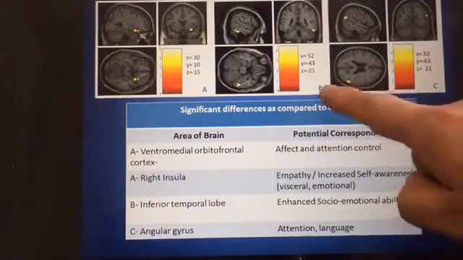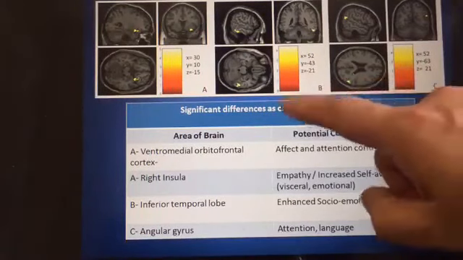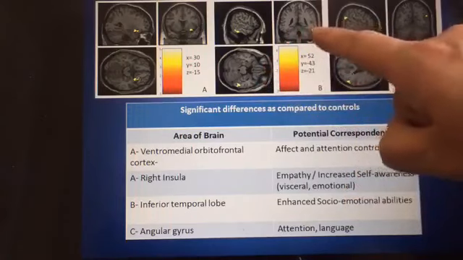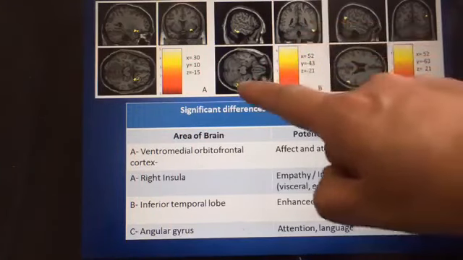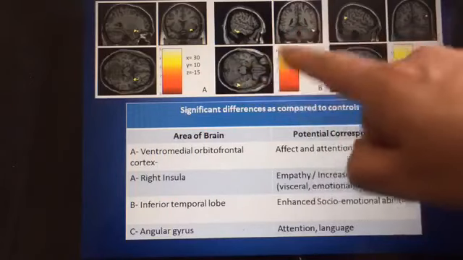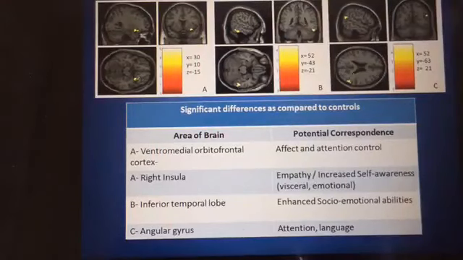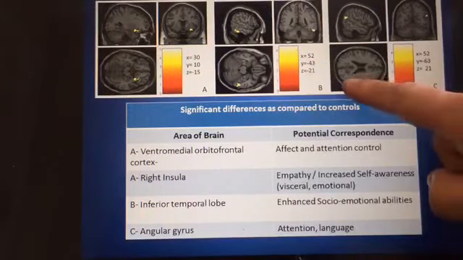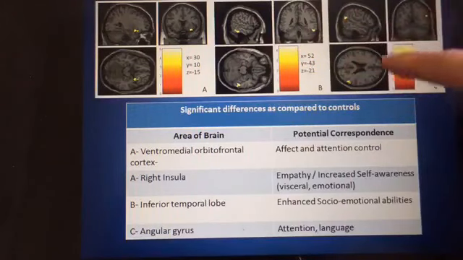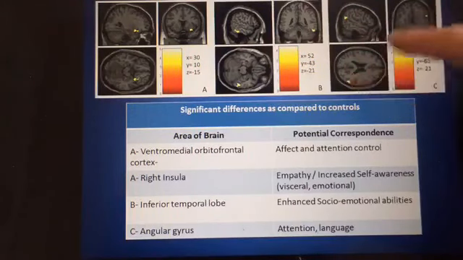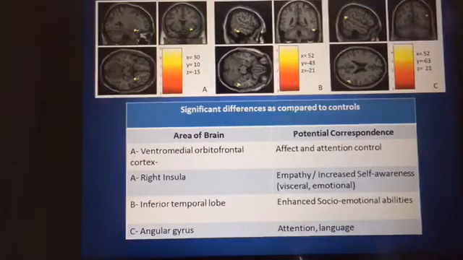Now we move to panel B. In panel B, what we see is that in the right inferior temporal lobe, this part of the brain, here, just two different ways of looking at the same part of the brain, here, here, and here, that was also significantly different, and that part of the brain is responsible for socio-emotional abilities. Then we have the angular gyrus, which is a third part that was significantly different between meditators and controls. And this part of the brain controls attention and language.